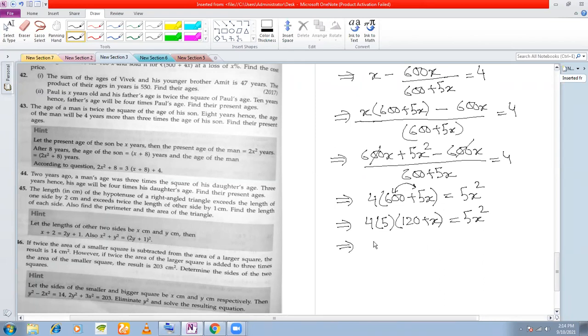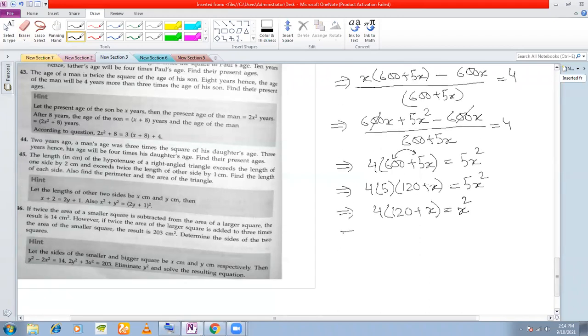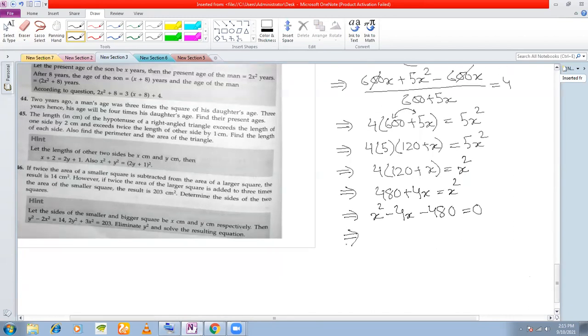Now, if you divide both sides by 5, you're going to get 4 times 120 plus X is equal to X square. Now you can form a quadratic very easily, which is 480 plus 4X is equal to X square. So you'll get here X square minus 4X minus 480 is equal to 0. Okay. And what should be the factors?